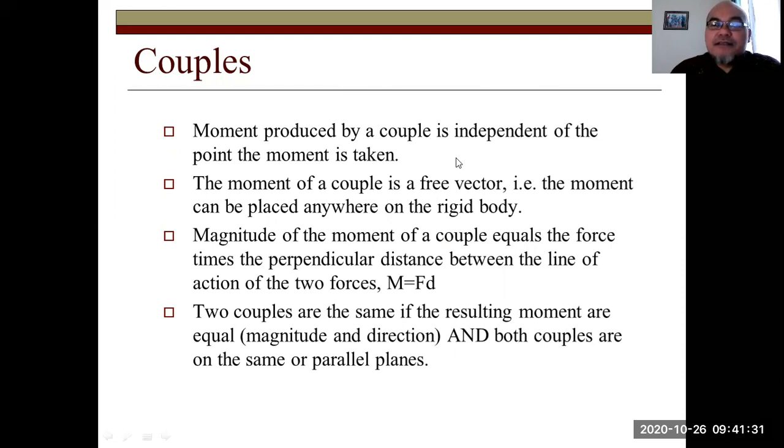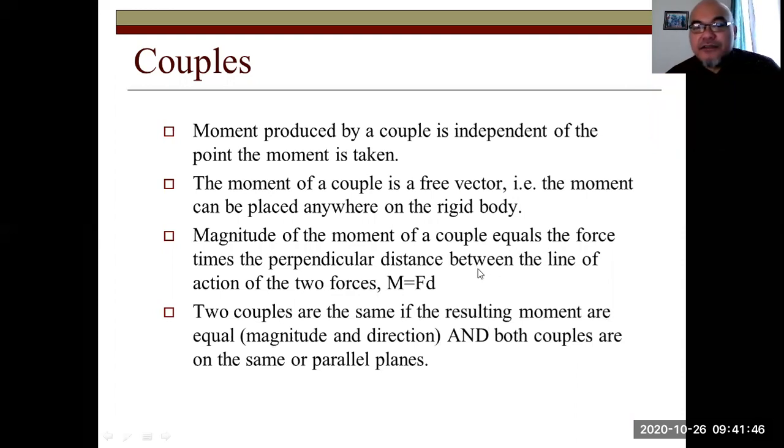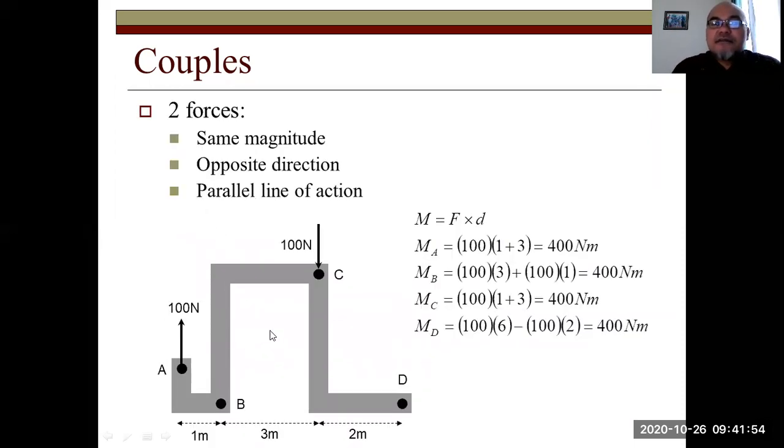The moment of a couple is a free vector. The moment can be placed anywhere on the rigid body. So you can place that moment at any place within the rigid body. The magnitude of the moment of a couple equals the force times the perpendicular distance between the lines of action of the two forces. So here, the distance between the two lines of force is 1 plus 3, right, which is 4 meter. So the moment caused by this couple will be 100 Newton times 4 equals 400 Newton meter.